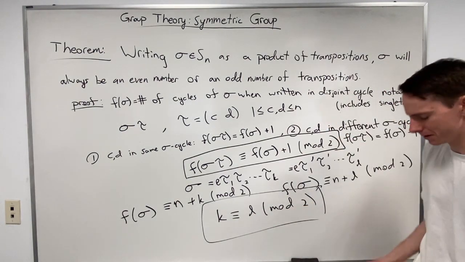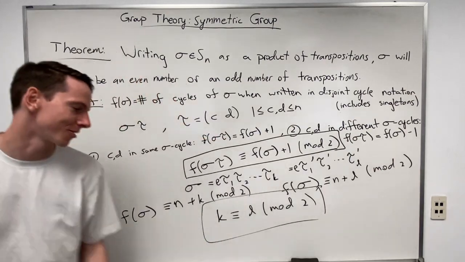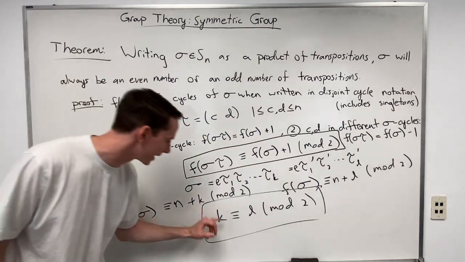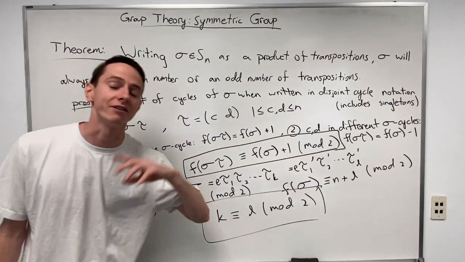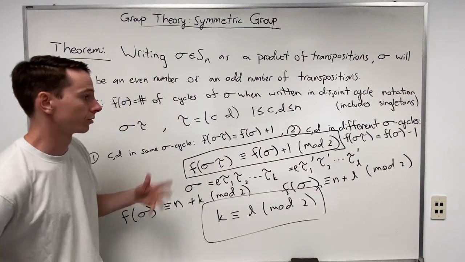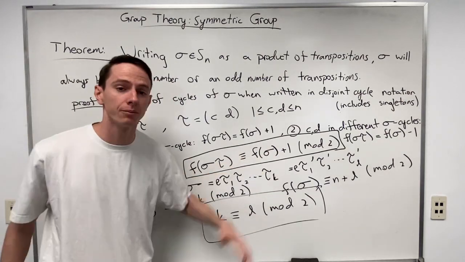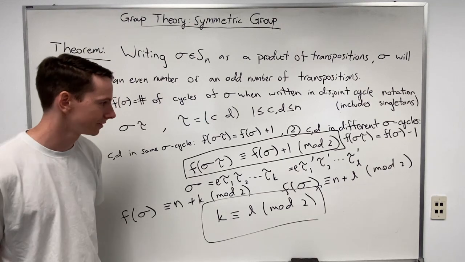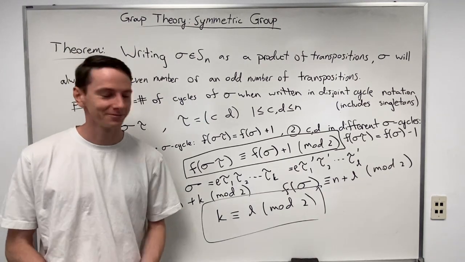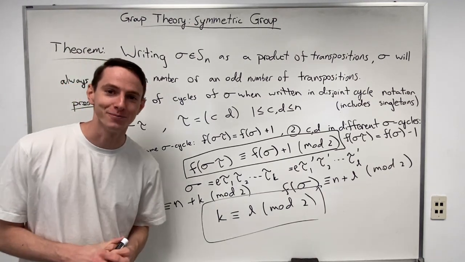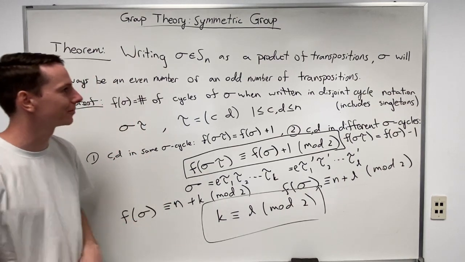Okay. And again, just to summarize, this tells us that even if we make k swaps or L swaps, we're always going to have an even number, or we're going to have an odd number. That completes the proof. It's a lot, right? But we've eventually got there.